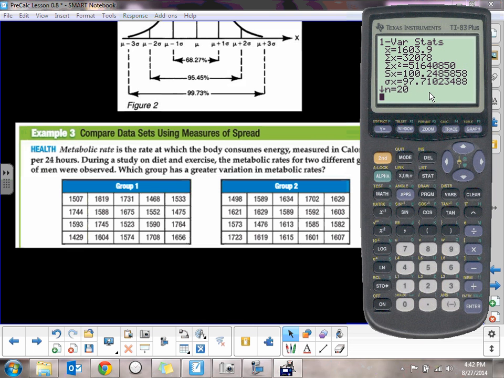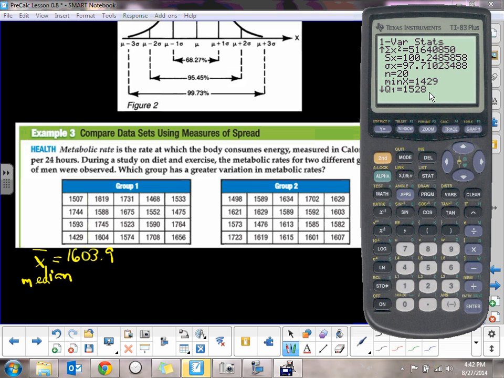So we're going to look at 4 pieces of data. The first thing we're going to do is compare the mean of both groups. The sample mean was 1603 and 9/10. I also want to know the median of this group, and the median was 1591.5. I also want to know the sample deviation, Sx, and Sx was equal to 100.25. So that's indicating some spread.